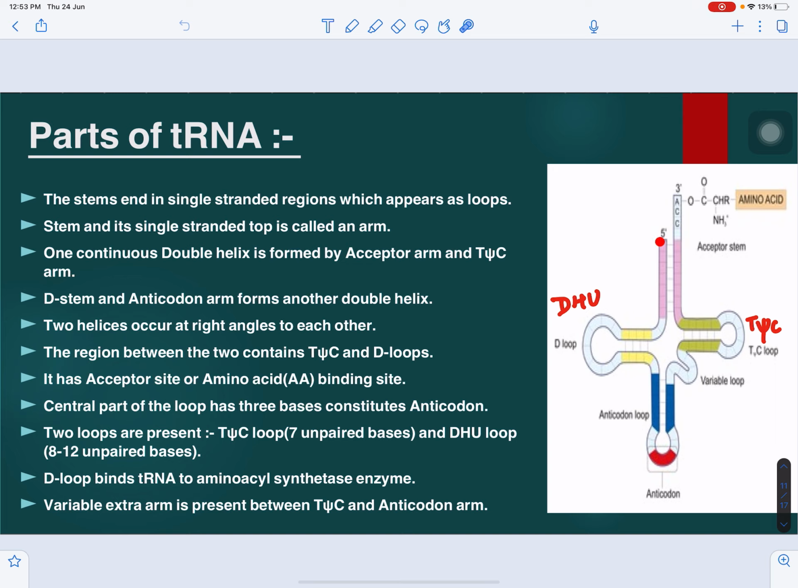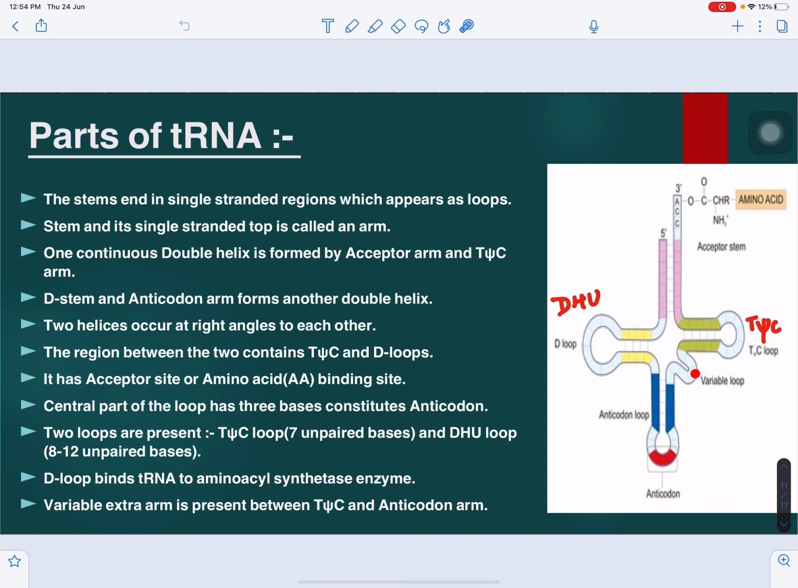This is the 5' end. This part at the 3' end is called the CCA part. This side will accept, or carry, the amino acid, so this is called the acceptor site. This is the T-pseudouridine-C loop. This loop helps in binding to the ribosome, so it is also called the ribosome binding loop. This is the dihydrouridine loop. This will help in binding to the enzyme aminoacyl synthetase, and this enzyme plays a very important role during protein synthesis. And this part is the anticodon, which will attach to the codon present on the messenger RNA.